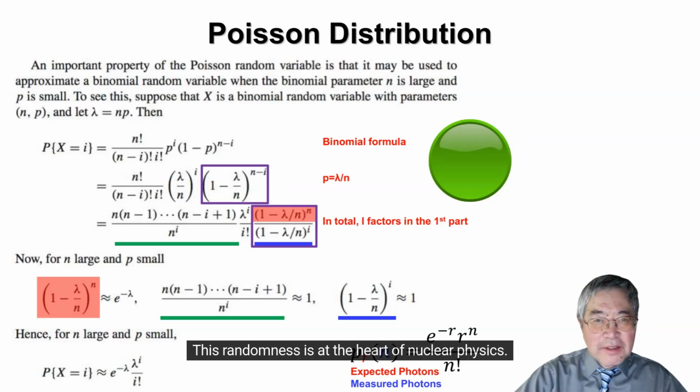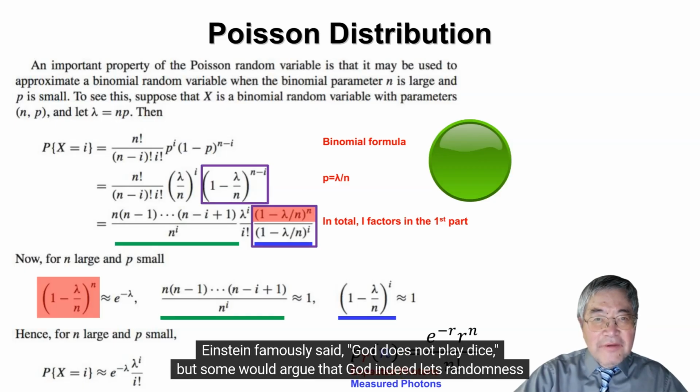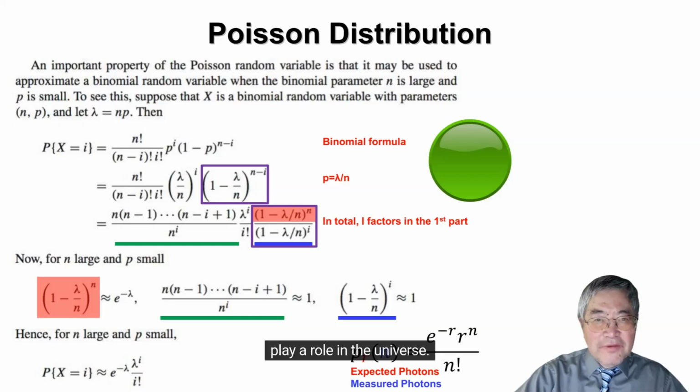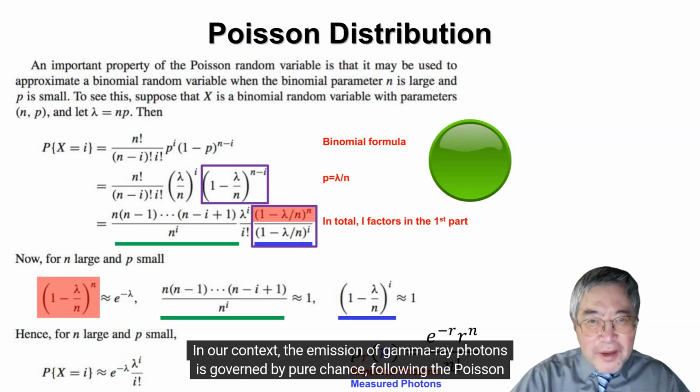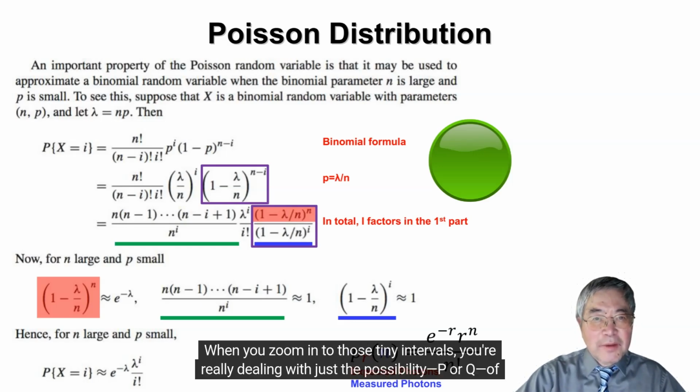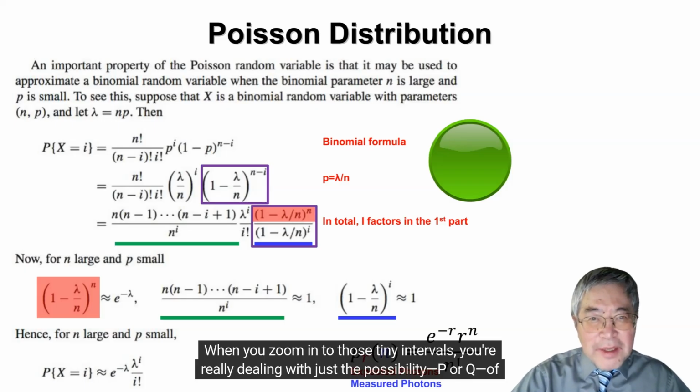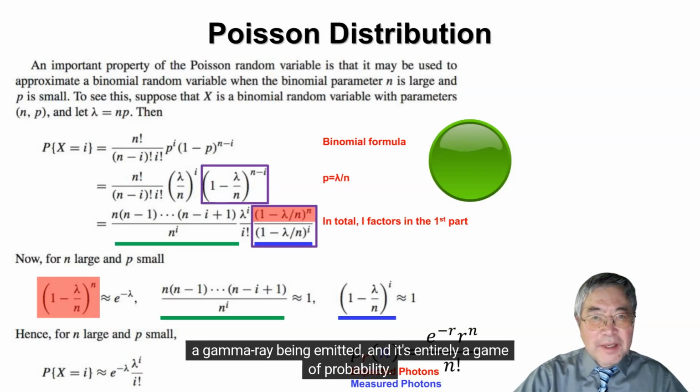This randomness is at the heart of nuclear physics. The emission is not deterministic, it just follows probabilities. Einstein famously said, God does not play dice, but some would argue that God indeed lets randomness play a role in the universe. In our context, the emission of gamma-ray photons is governed by pure chance, following the Poisson distribution. When you zoom into those tiny intervals, you're really dealing with just the possibility, P or Q, of a gamma-ray being emitted, and it's entirely a game of probability.